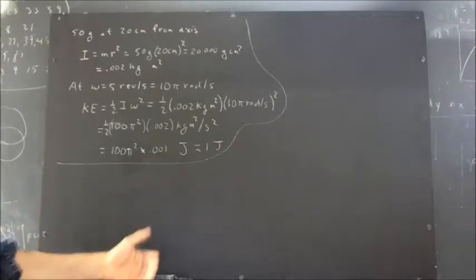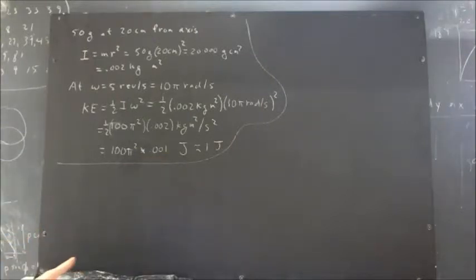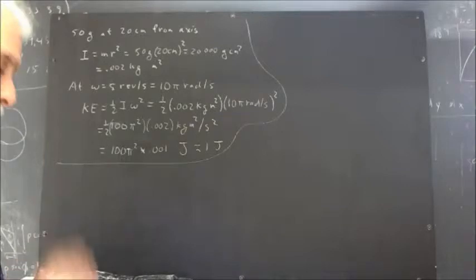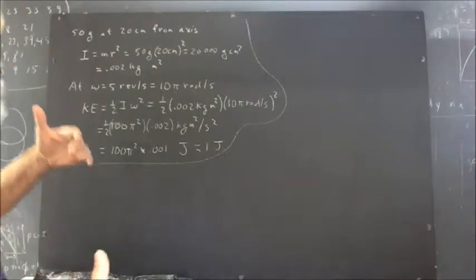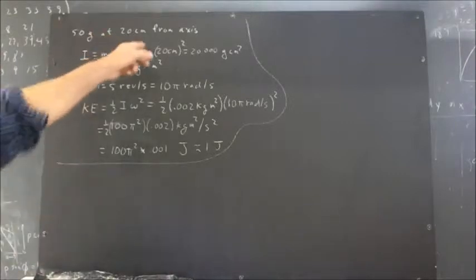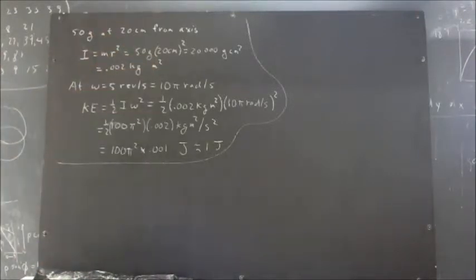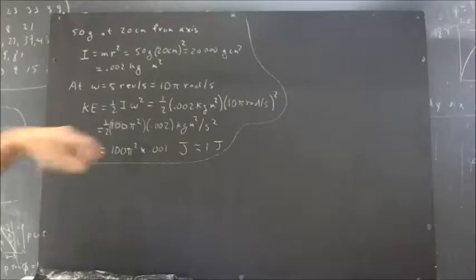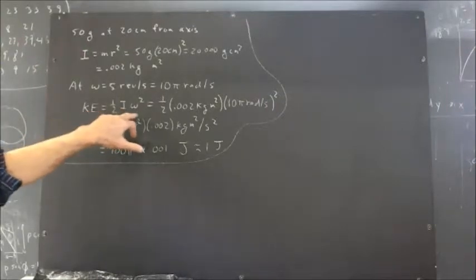And this completely agrees with the calculation we made previously based on the speed of the 50-gram mass as it moves around this circular path. And this reinforces the idea that the kinetic energy is 1/2 I omega squared.